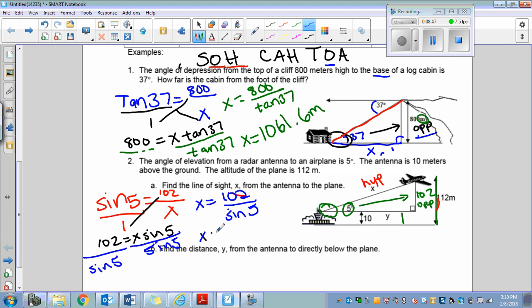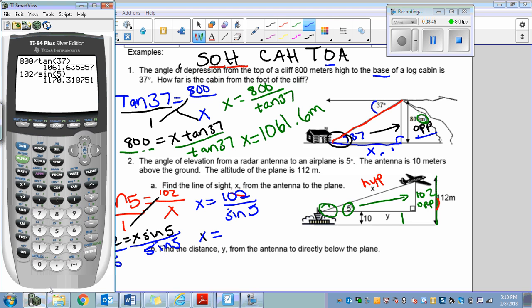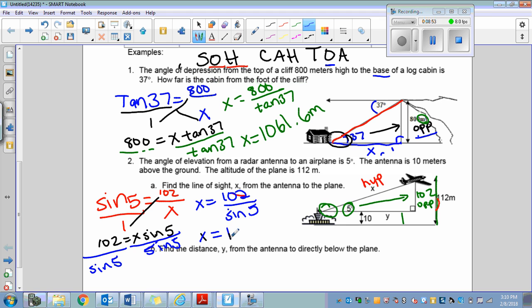So X equals, what did I get? 1170.3. Okay? And it looks like I'm in meters. Find the distance Y from the antenna directly below the plane, okay? Or to the base of this triangle. So we're trying to find this side.